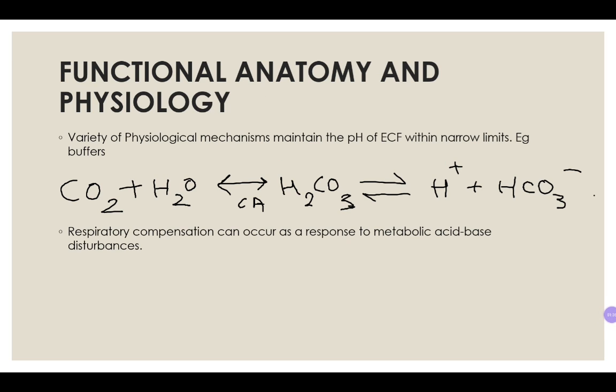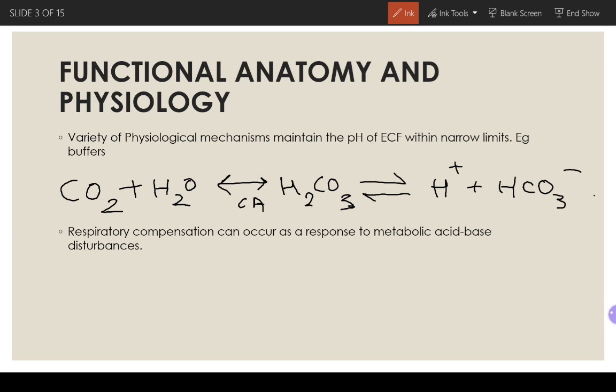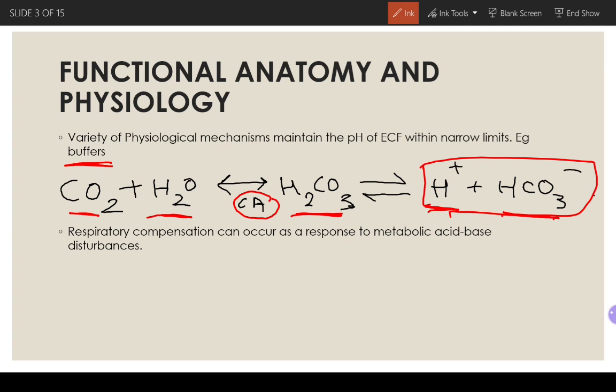Okay, so let's move on to the functional anatomy and physiology of this acid-base balance. There are many mechanisms which can maintain the pH of the ECF within the normal limits. One of the main things is the buffers. In this buffer, you have carbon dioxide reacting with water in the presence of carbonic anhydrase to give carbonic acid, or H2CO3, and this dissociates into H plus and HCO3 minus ions. These ions help in maintaining the pH of the arterial plasma.